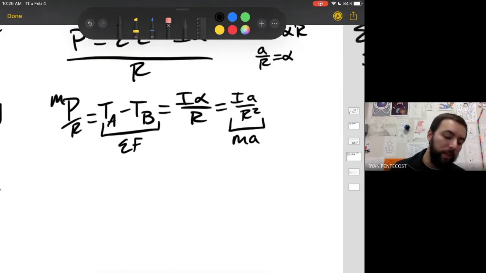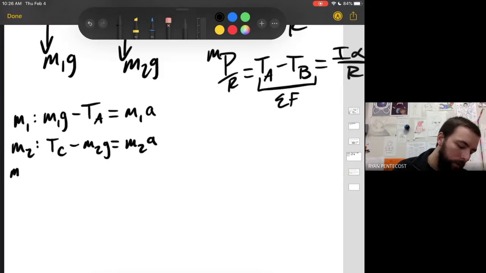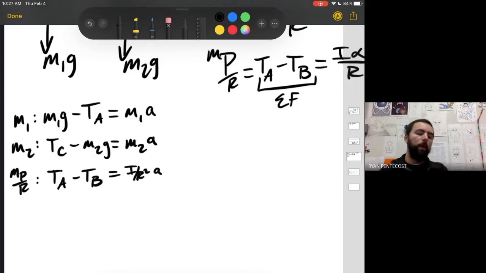So now this can go right back into our stack and rack. We've got MP over R. Okay, that is represented by TA minus TB equals IA over R squared, or I over R squared times A. I'm going to couple I over R squared like that because they kind of represent the mass in itself.